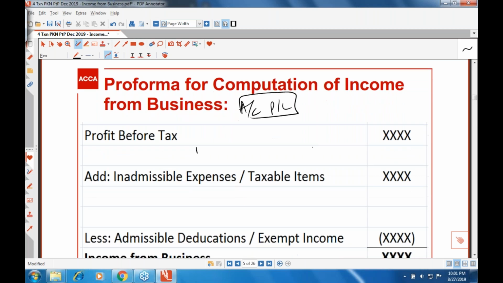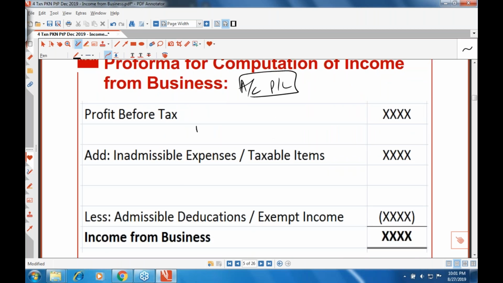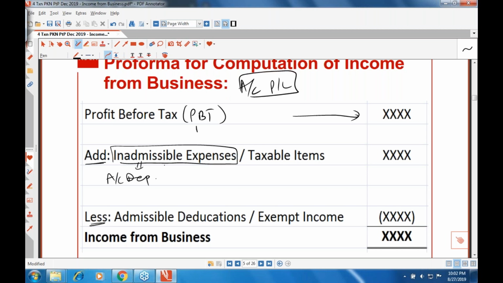So you take your accounting profit and loss account to the tax authorities, and they pick up the profit before tax in your accounting P&L, and there they make adjustments. Few things are added, few things are deducted. What are added? Inadmissible expenses. For example, the accounting depreciation is not allowed by the tax authority, so we add it back, because it's already deducted from this profit. The impairment loss is not allowed by the tax authority, so we add it back.